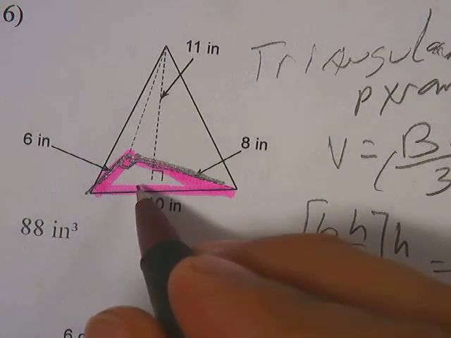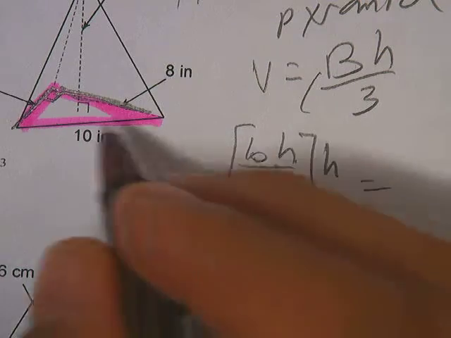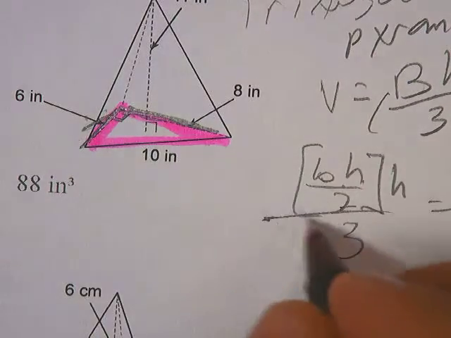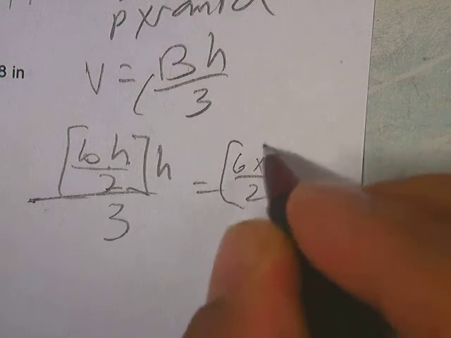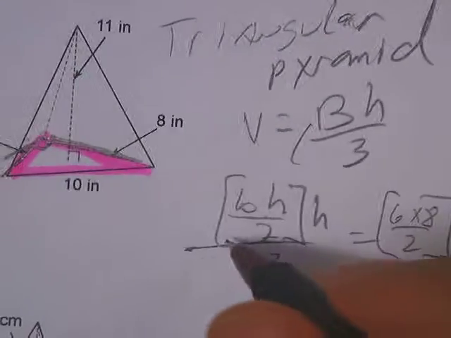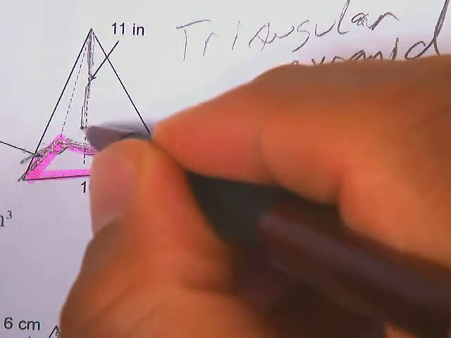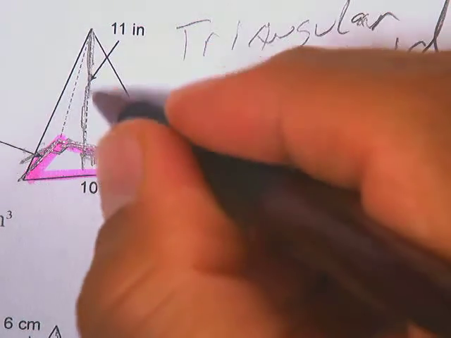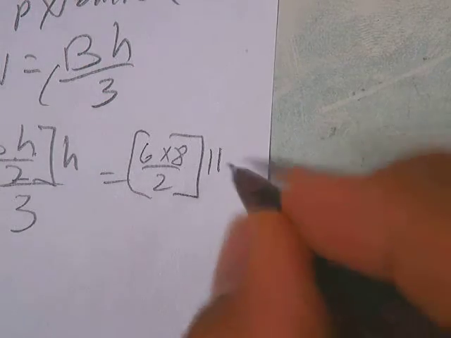Okay, so now I have to think, what two numbers are touching each other at this right angle? And there you go. I see this 6 and this 8. And so that's what I'm going to use for my base and height of the triangle. My base and height of the triangle is 6 and 8. So I'm going to put 6 times 8 divided by 2 times the height.